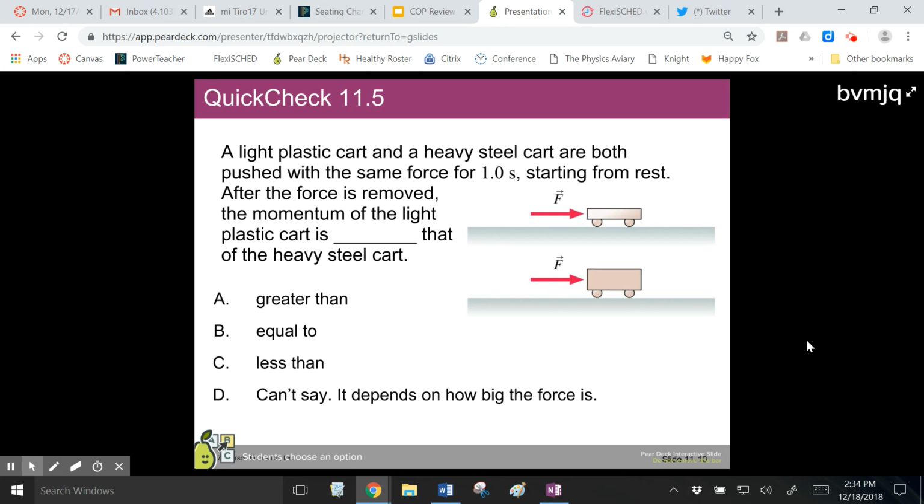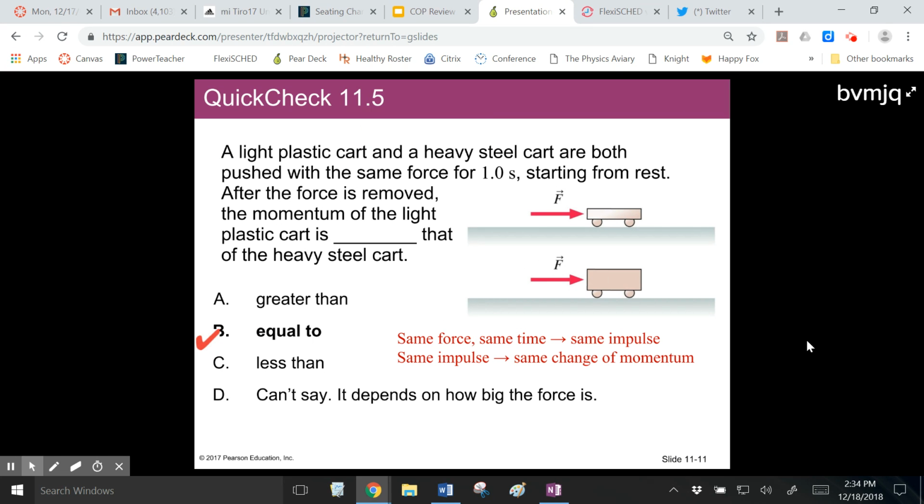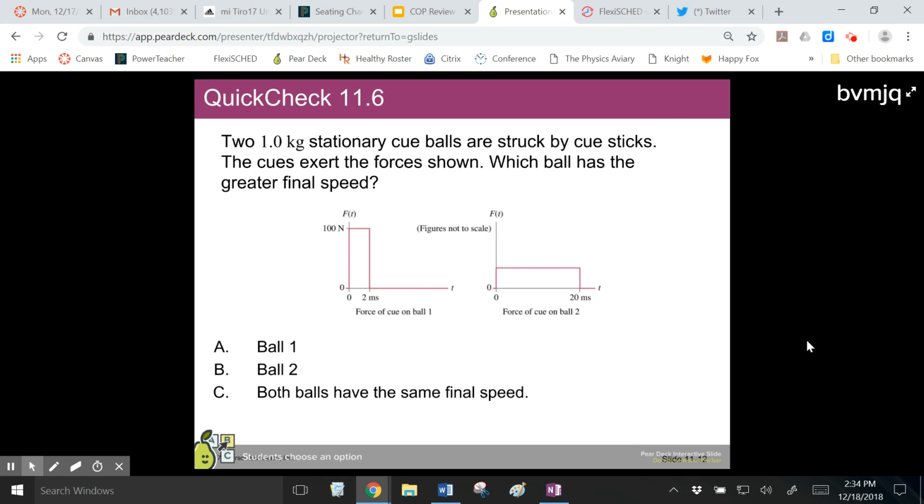What will be greater than? The velocity of the smaller. Yeah, the lighter cart will be going faster, but it will have the same momentum because it experiences the same force for the same amount of time. Okay, same force, same time, same impulse, same change in momentum. It would have greater velocity.